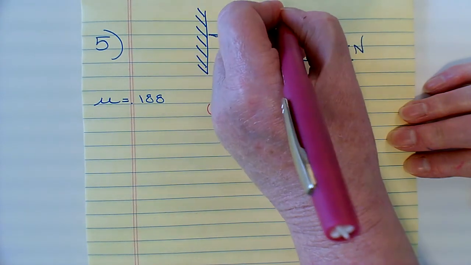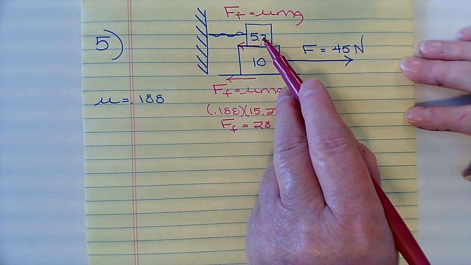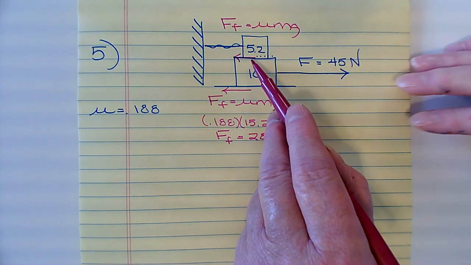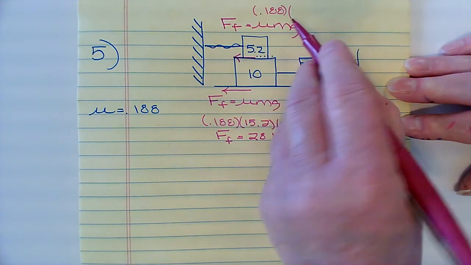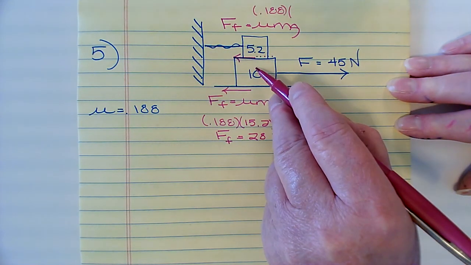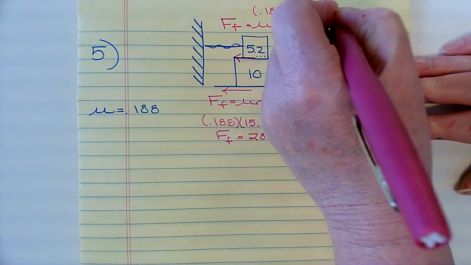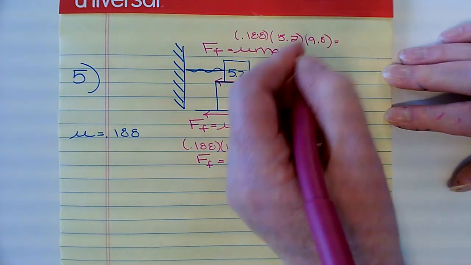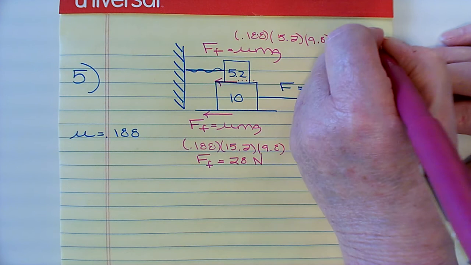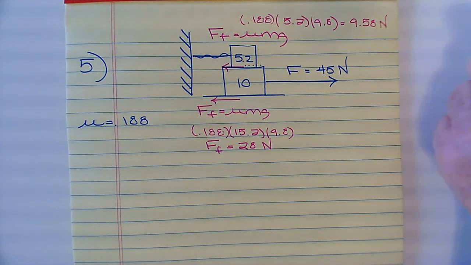So this is going to be mu mg. But this friction is created just by this 5.2 block, because you could pretend that the 10 was part of the table. So this is 0.188, times the mass of the block sitting on the 10 table. So the mass of the block is 5.2 times 9.8, and we find out that the friction up here is 9.58 newtons.